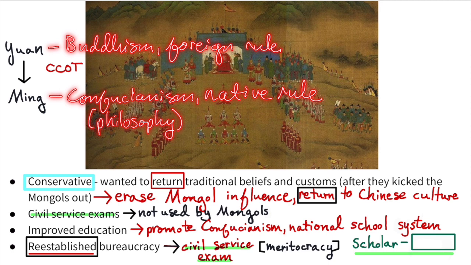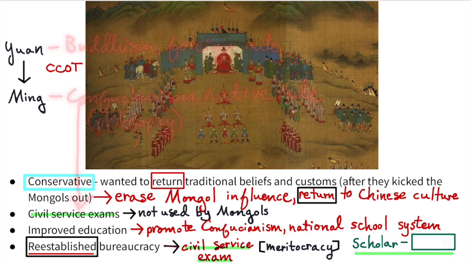So with civil service exams, this is going to help promote Confucianism because guess what you have to study in order to get a job in the government? You have to study Confucianism. Exactly right. Now, the Mongols didn't have the civil service exam. And so this is going to be a reinstatement of that meritocracy. Meritocracy meaning that you promote people based on their qualifications rather than just on who they know or who they are or how much money they have.